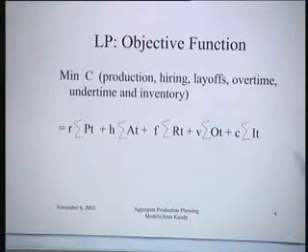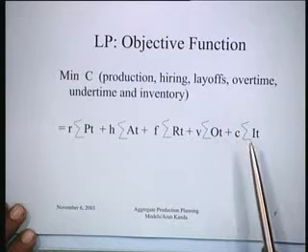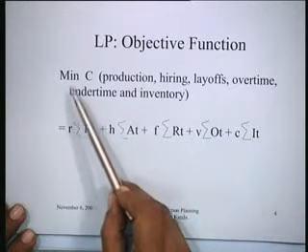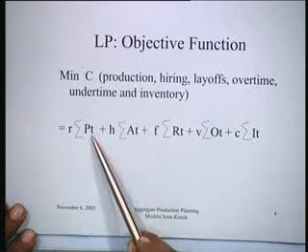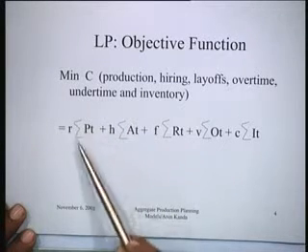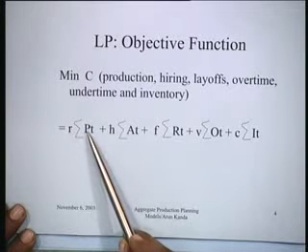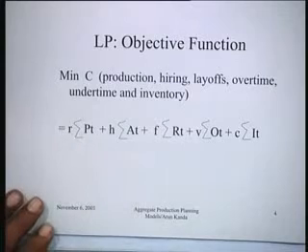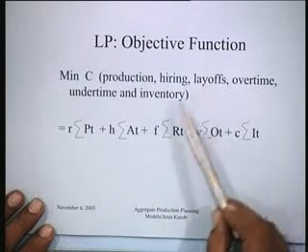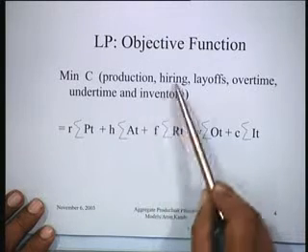Let's then develop the linear programming objective function. Basically what we are interested in is determining the production plan such that we minimize the total cost C, which is the cost of production, that is summation over T of PT multiplied with the unit cost on regular time, R, so quantity produced multiplied with cost per unit on regular time. Then we have H into AT. So this is the quantity, and this is the hiring cost, H.